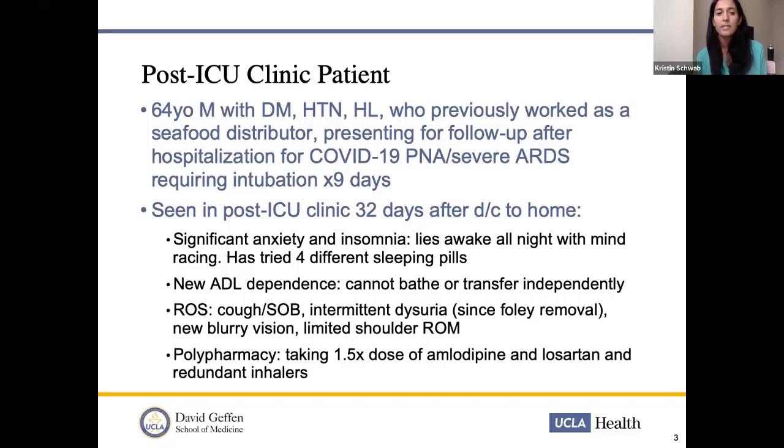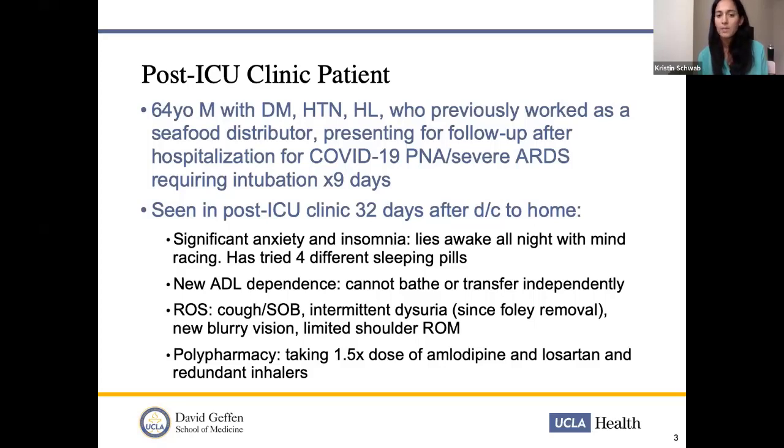What he reported to us was significant anxiety and insomnia, saying that he lies awake all night with his mind racing. He had actually seen multiple other providers before us and had been prescribed 4 different sleeping pills, none of which had worked. He also endorsed new ADL dependence, saying that now he can't even bathe or transfer from a bed to a chair independently. Before this, as a seafood distributor, he was very physically active, and now he is considering retiring just because of the degree of his physical disability. I want you guys to keep these 2 points in mind because they map to 2 of the 3 domains of post-intensive care syndrome that I'll be talking about.